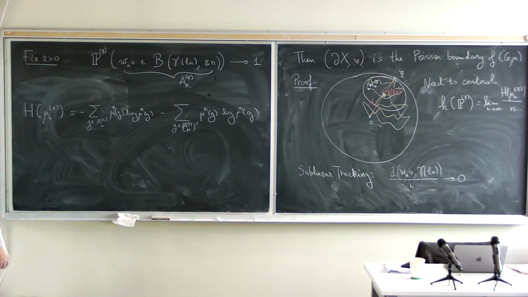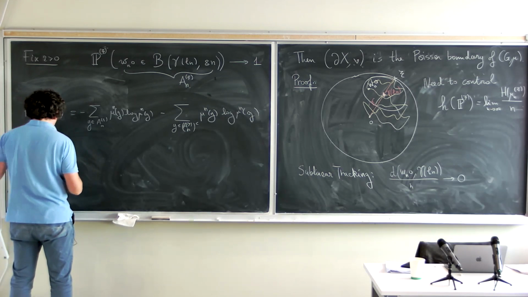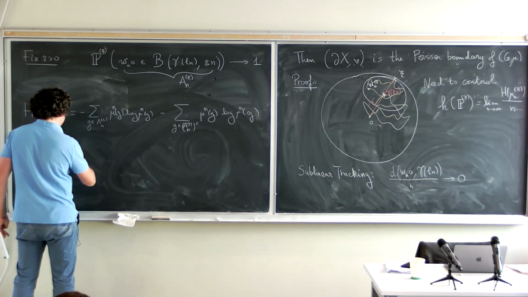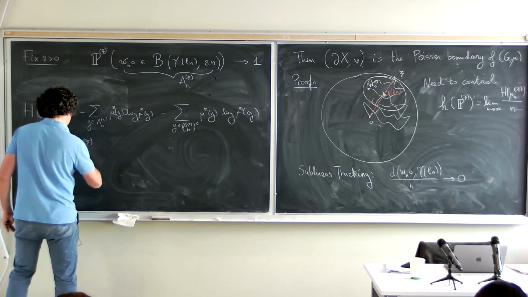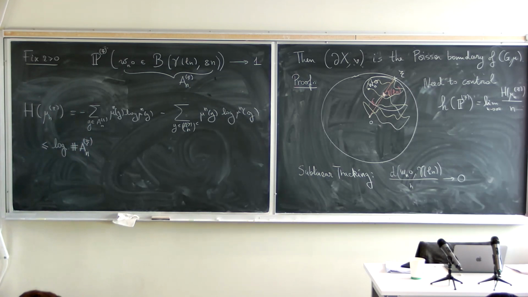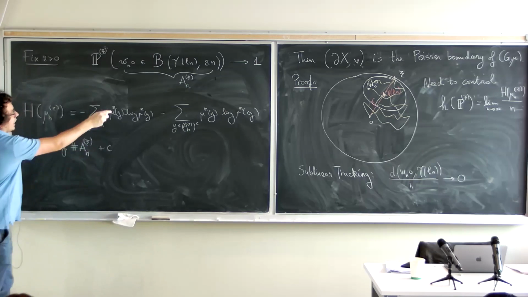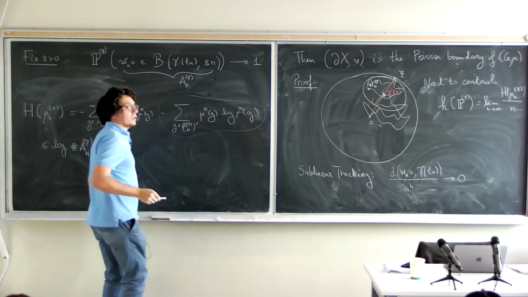And so, in the end, what can we estimate here? Basically, in the end, we're going to get something like log of the cardinality of A and psi, plus a constant. And then we get this integral here.